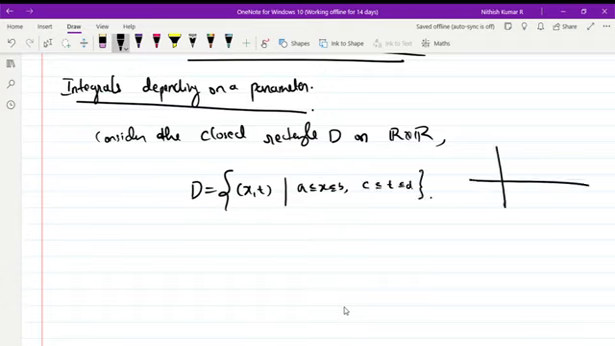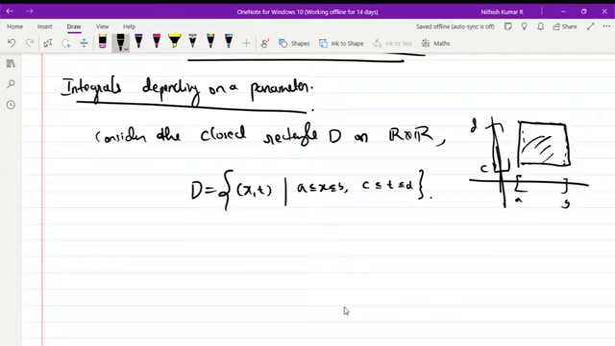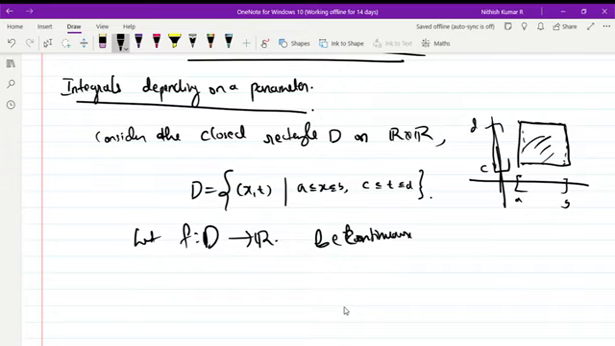This is a region that looks something like this. Say this is a, this is b, this is c, this is d. So this region is now D. Let f from D to R be a continuous function. Now since my D is compact in R cross R, my f is uniformly continuous. Just to recall the definitions of continuous and uniformly continuous from your previous classes.